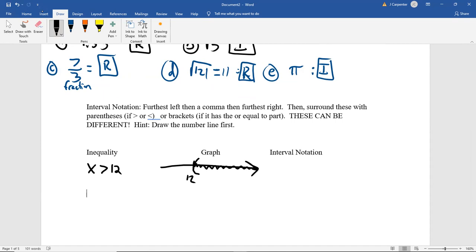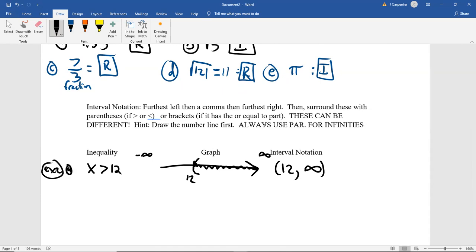Interval notation is based off of what we've shaded. So again, we shaded here. The furthest left is the 12. So we go 12, then a comma, and we're shading right forever. We said that negative infinity is over here on the left, positive infinity is over here on the right. So that would be 12 comma infinity. We had said we always use parentheses with infinity because you can't touch infinity, cannot include it. And since that 12 had a parenthesis because of the lack of or equals, it also gets a parenthesis here. So for example, 2.